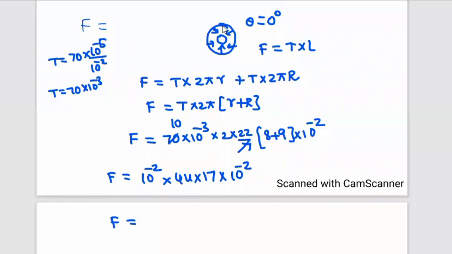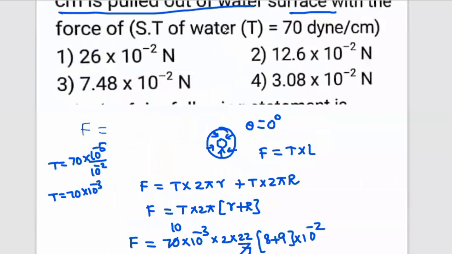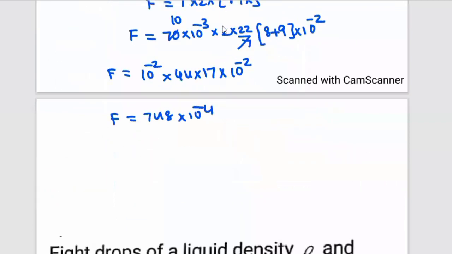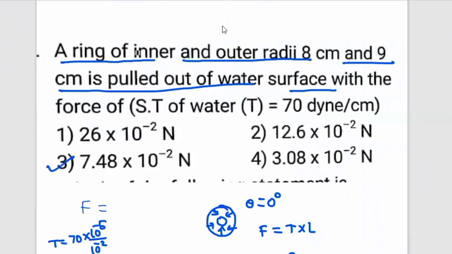If you calculate 44 into 17, 748 will come. 748 into 10 power of minus 4. So if you check the options, 7.48 into 10 power of minus 2 Newton. Option 3 is correct.